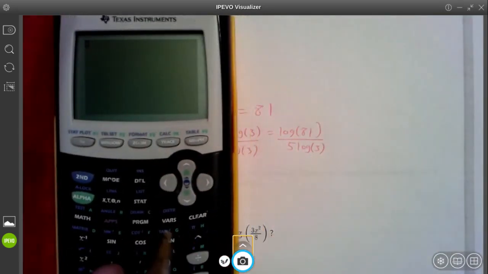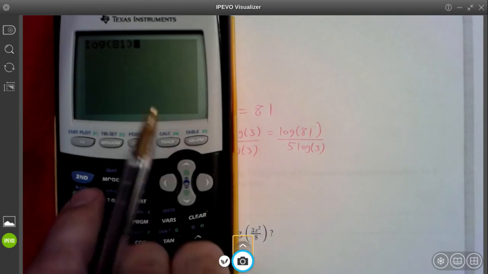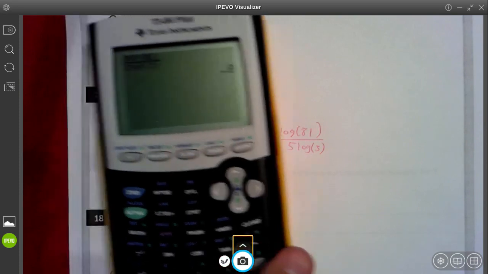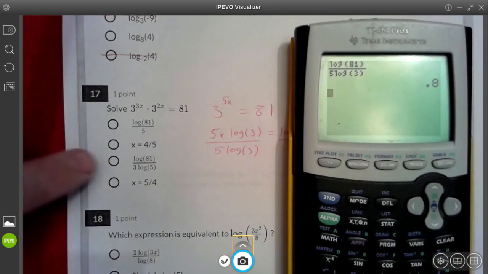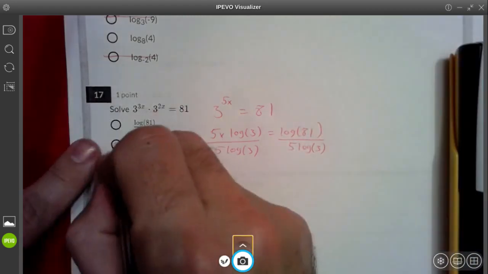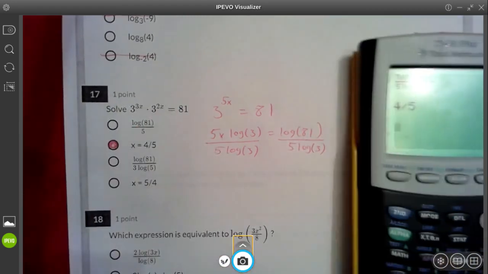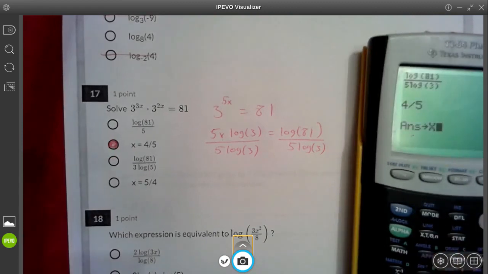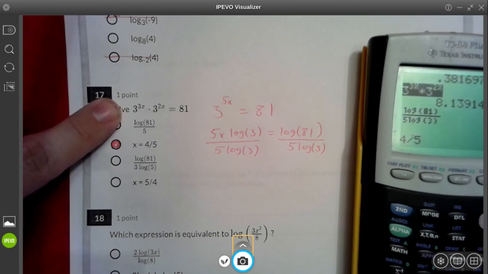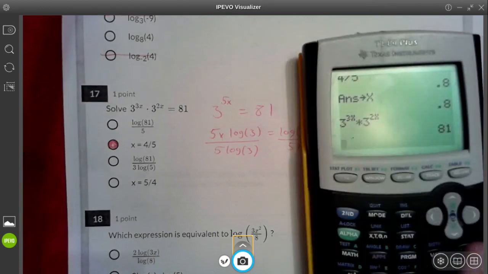Okay, we're going to have log 81 over 5 log 3, which comes out to 0.8. And 0.8 as a fraction is 4/5. 4 divided by 5 gives you the same thing. So our answer is 4/5. If you want to check that, just store it to x, and then go back up there and type it in. When you type that expression in, you're going to get 81.